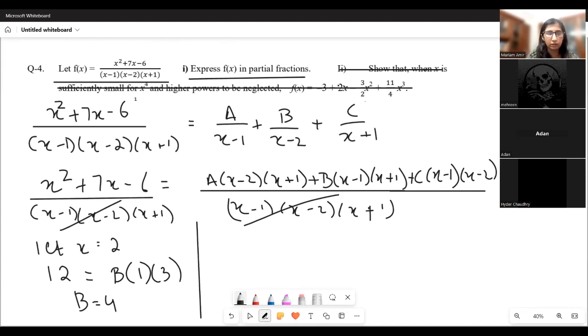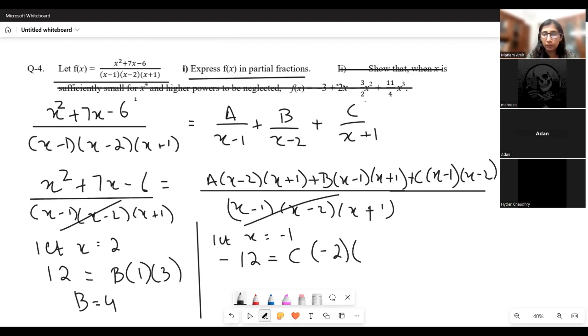Next is, I'm going to substitute x equals minus 1. So that would make this 0, and I'll be able to find the value of C. So let x equal minus 1. So we have 1 minus 7 minus 6, that is minus 12, equals A is what we're trying to find, but this term will be 0, same with the B term, and we will be able to find the value of C. C times minus 1 is minus 2, and minus 1 minus 2 is minus 3. So we have 6 at the right hand side, and minus 12 divided by 6 is minus 2. Okay, C is minus 2.